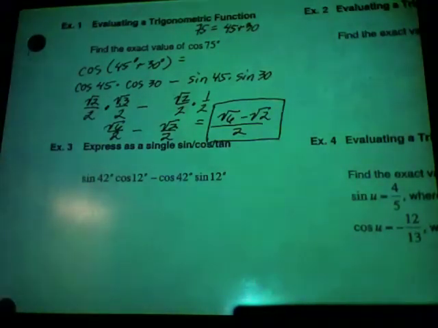Yes? Well, I'm just kind of confused. Like, why can't you just subtract them? Because I don't know what the square root of 6 is, and I don't know what the square root of 2 is. You're right, I could use my calculator and do that, but they said they wanted the exact value, so I have to leave it in radical form.